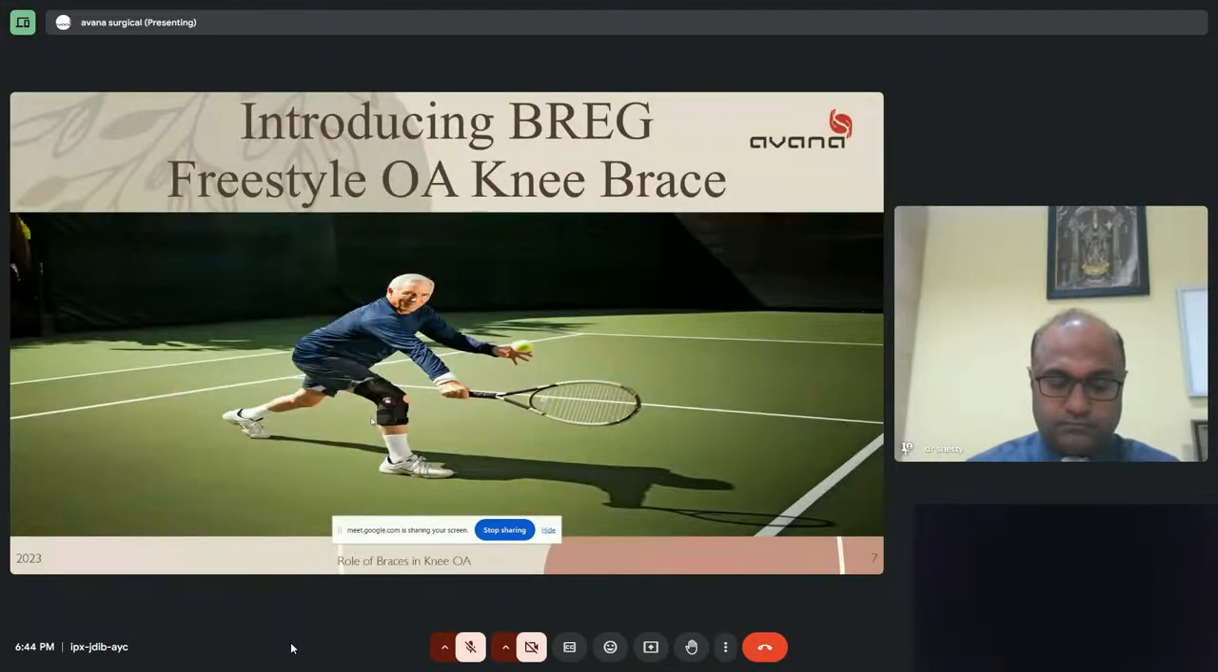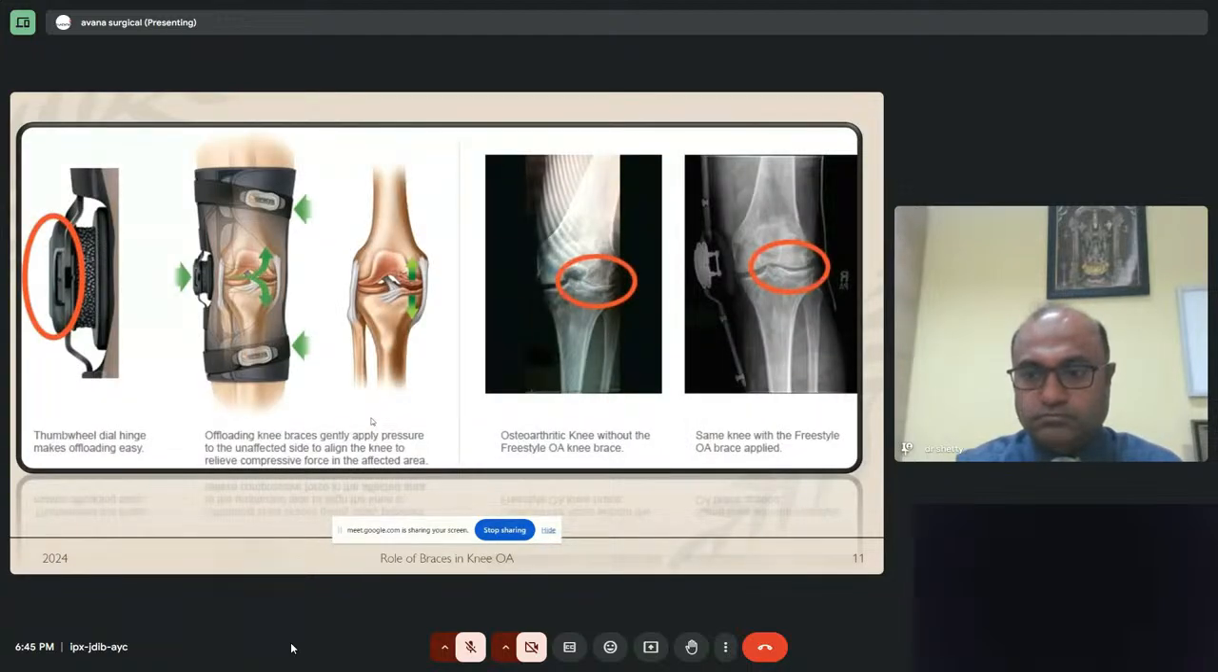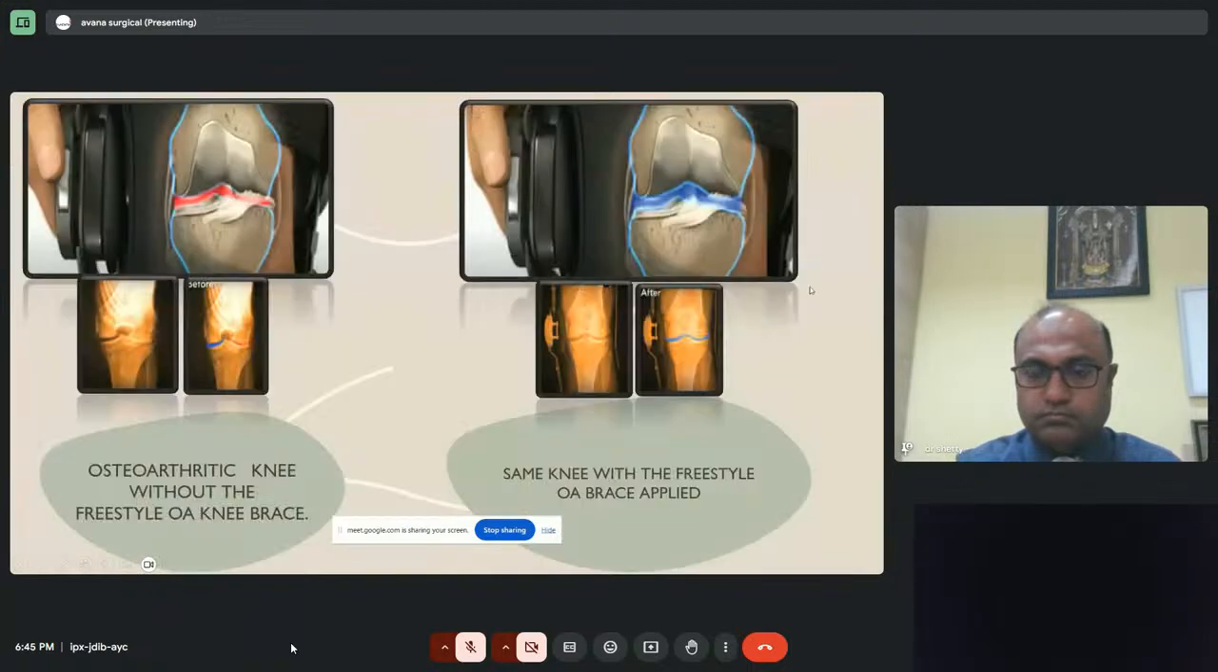Now, as we have discussed compression sleeves, as I said, offloading knee braces are available in the market. In that, Freestyle OA is a unique offloading knee brace which provides a thumb wheel dial. It doesn't require a key or any additional support to apply the brace. It is very easy to apply, and as you can see over here, before and after. Before applying, in the X-ray, there is no joint space available over here, and once you apply the knee brace, you can see a visible joint space. So by the increase in the joint space, there won't be any rubbing of bones.